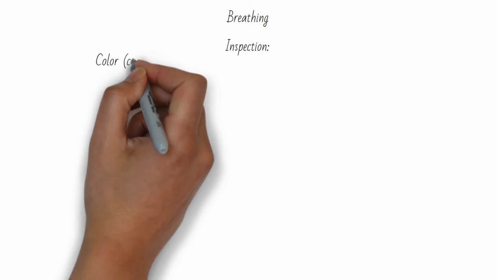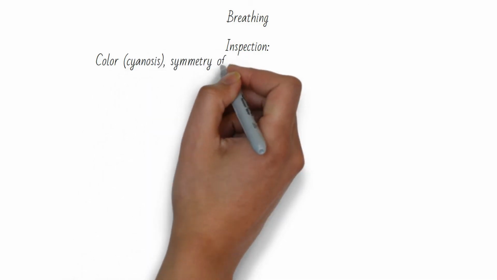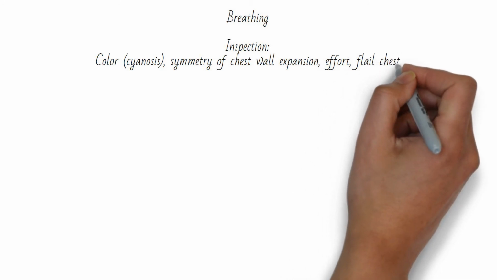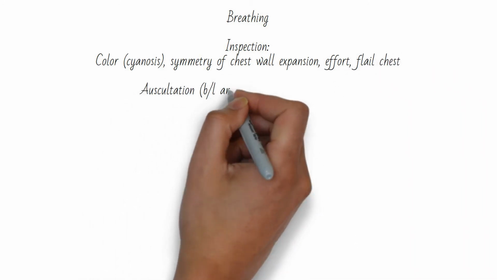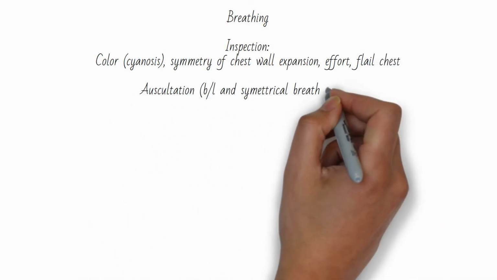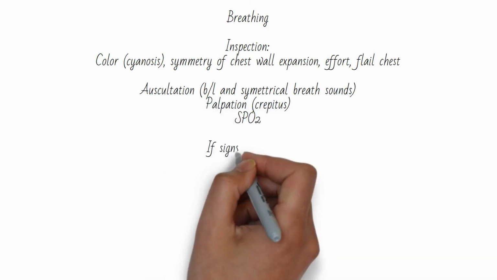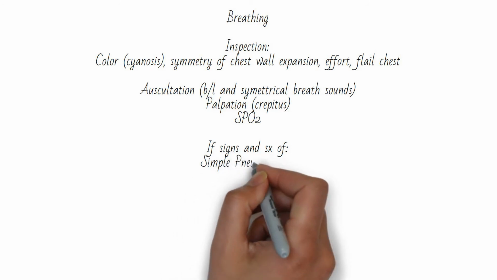Breathing. Again, start with inspection. Observe symmetry of chest wall expansion. Look for any flail chest and observe for any cyanosis. Auscultate for bilateral and symmetrical breath sounds. Palpate the skin for any subcutaneous emphysema and connect the patient to a pulse ox.